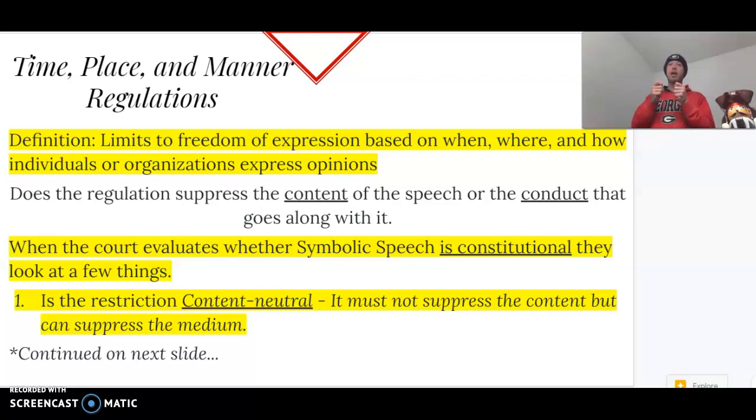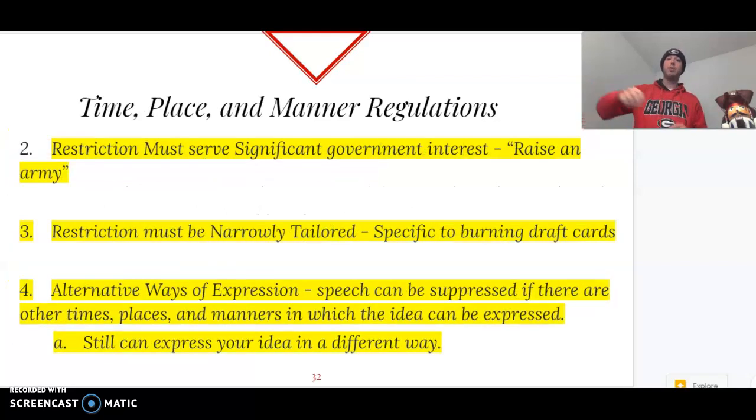But if you burn your draft card, you are keeping the U.S. government from raising an army. That's not okay, all right? We'll go on to the next one. The restriction has to serve a government interest, like we said, raising an army. It has to be somehow connected to one of the powers ascribed to the government. And it has to be specific. Like I said, you can't just be like, no anti-war stuff. You have to be like, no, you can protest in your particular way, but if you're going to burn a draft card, that is how we conscript. That's how we raise an army. Can't be doing that. All right.